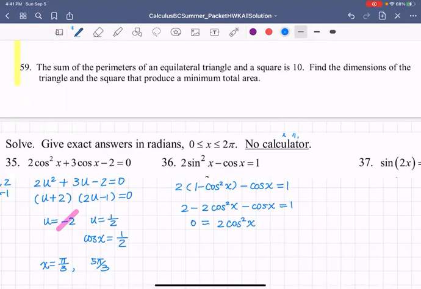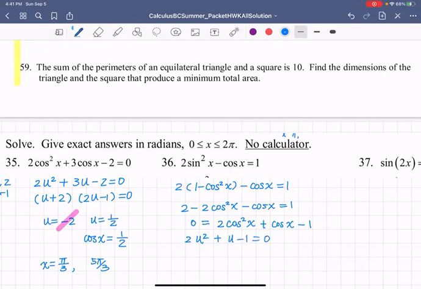Minus cosine x. You put this negative to this side, so it becomes positive. Plus cosine x minus 1. And so you put a u, okay? Plus u minus 1.